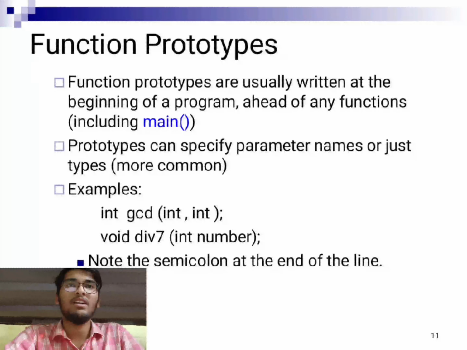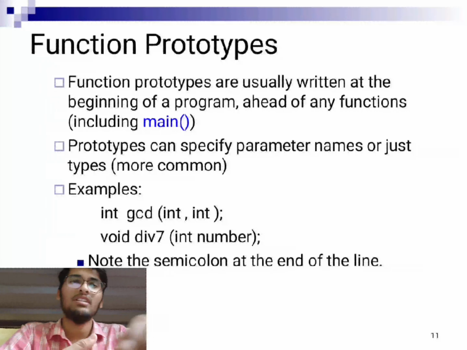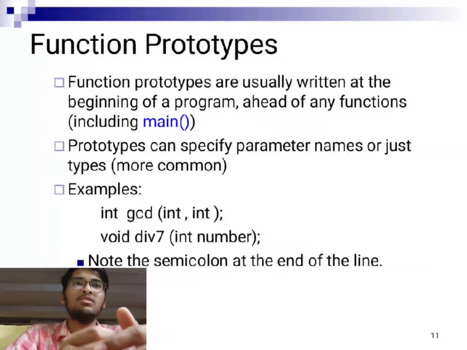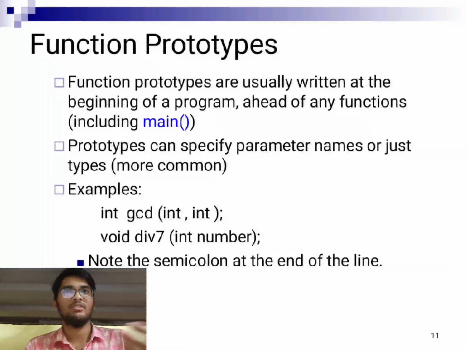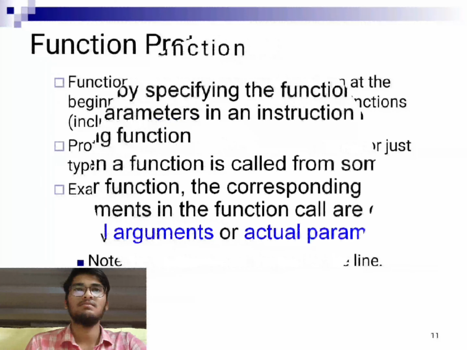Prototypes can specify parameter names or just types, which is more common. Example: int GCD of int comma int semicolon, void divide of int comma int. We will see the code now. Note the semicolon at the end of the line. When these prototypes are used, we must use a semicolon after that syntax.